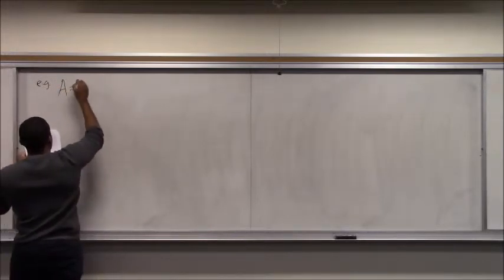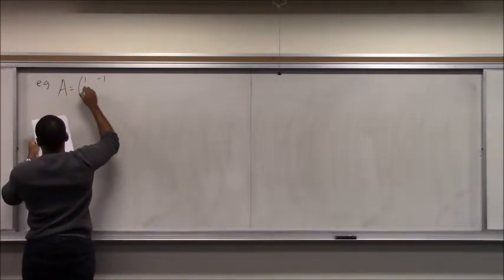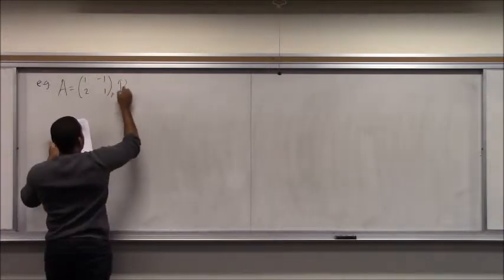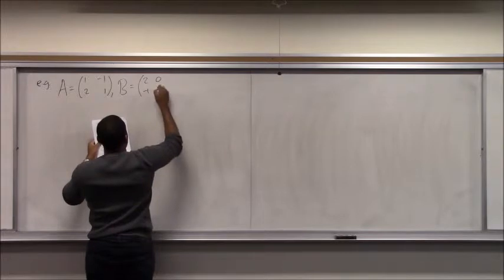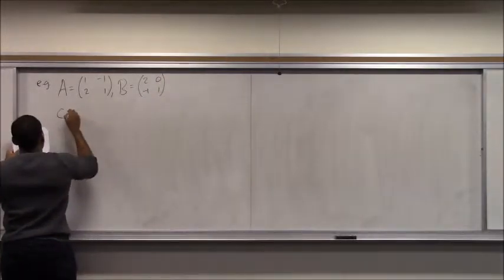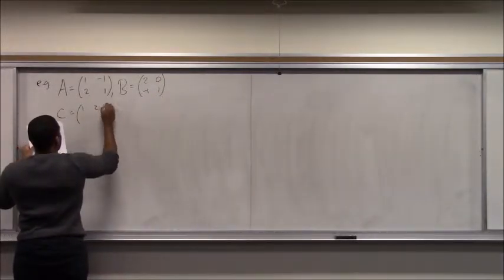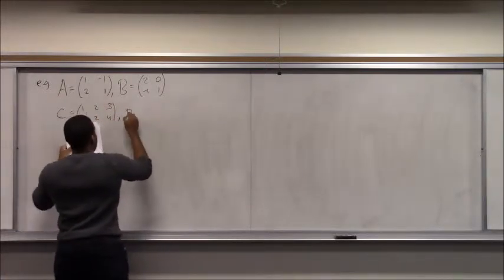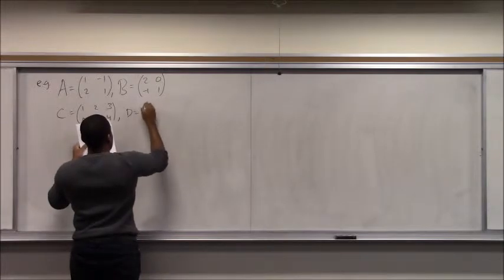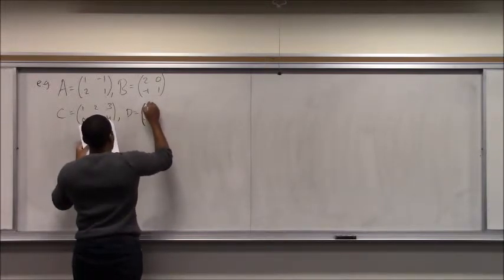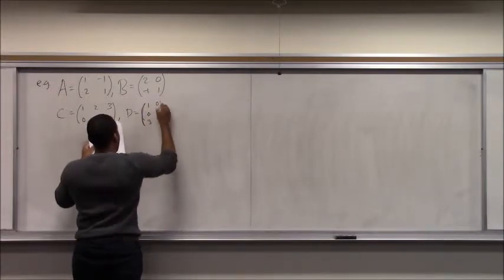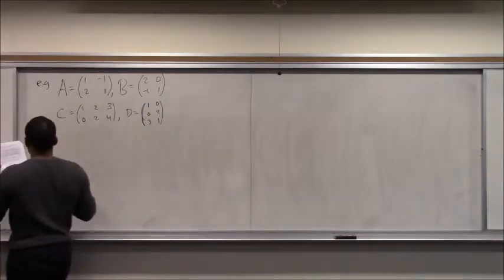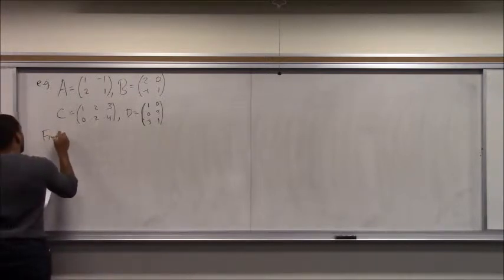So let A be 1, minus 1, 2, 1. B is 2, 0, minus 1, 1. C is 1, 2, 3, 0, 2, 4. D is 1, 0, 0, 2, 3, 1. And I want you to find the following.